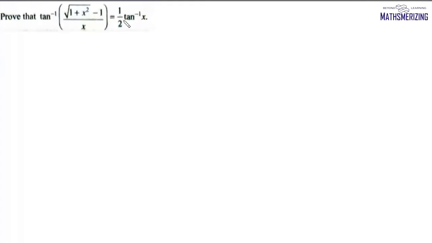Now the third important use of the self-adjusting property is in simplification questions. Say for example, prove that tan inverse of (under root of 1 plus x square minus 1) upon x is equal to 1 by 2 tan inverse of x. So we'll start with this expression, which is, say, y equals tan inverse of (under root 1 plus x square minus 1) upon x.